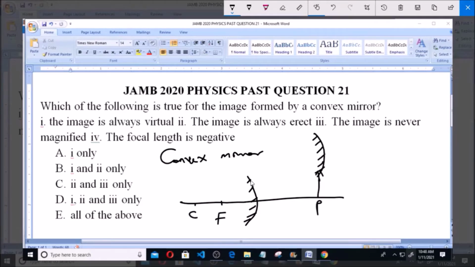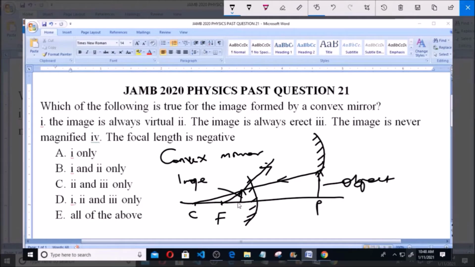Now, the image will be formed this way, and this is where the image will be located. This is the image formed by a convex mirror. Looking at this, this is the object and this is the image.